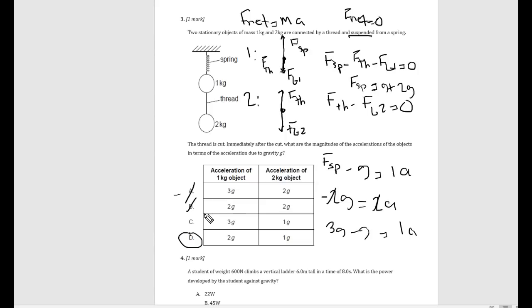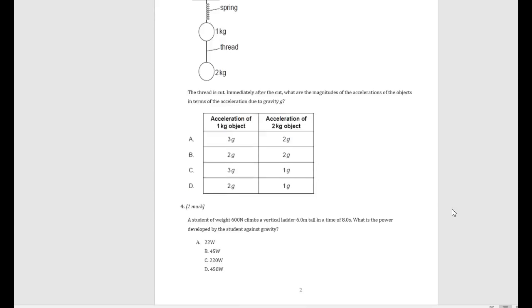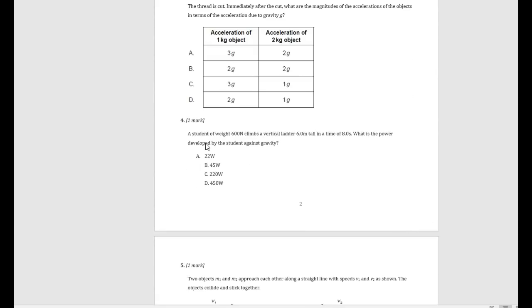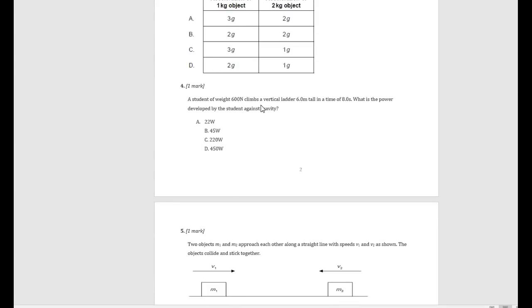Okay, moving on. Problem 4. A student of weight 600 newtons climbs a vertical ladder 6 meters tall in a time of 8 seconds. What is the power developed by the student against gravity? Okay, so what do we know about power?